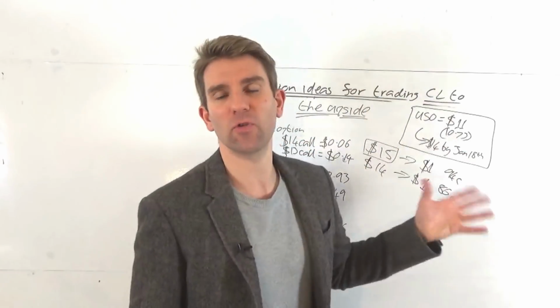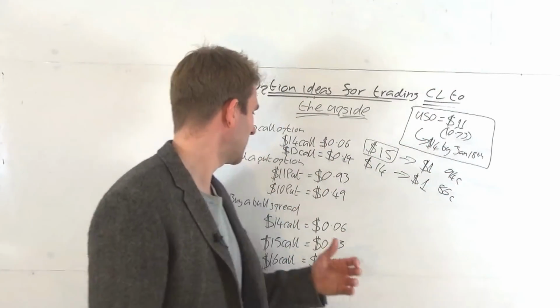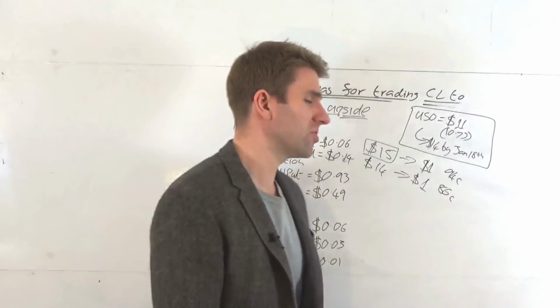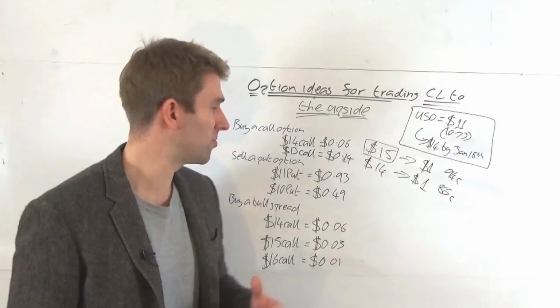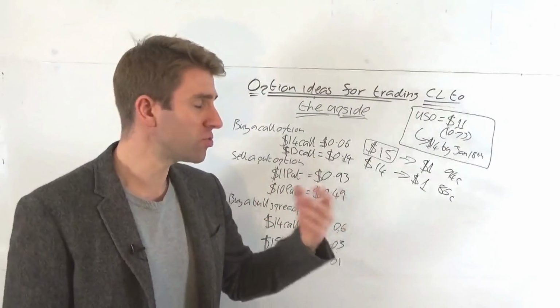So maybe that's too much for you. Maybe you think that's a bit too bullish. Let's do something a little bit different. What you could do is sell a put option. Now, selling a put option means taking the other side of the put option contract. A put option is the right, but not the obligation, to sell something.